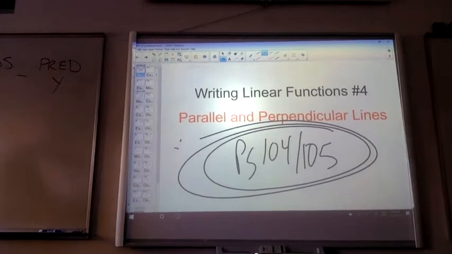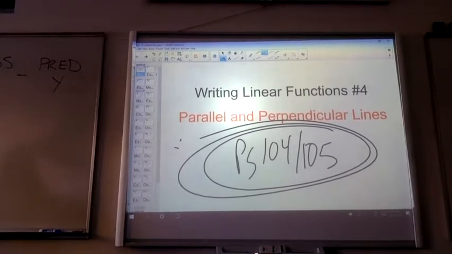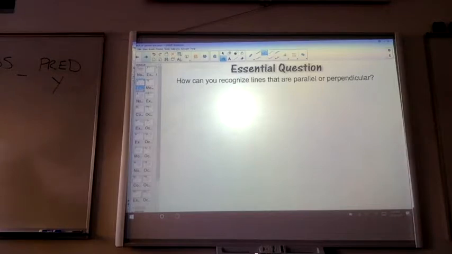We're going to talk about parallel and perpendicular lines. Parallel lines are lines that have the exact same slope. They never intersect each other. Perpendicular lines are lines that intersect, and they intersect at a 90-degree angle. Okay? All right, how to recognize that lines are parallel or perpendicular.